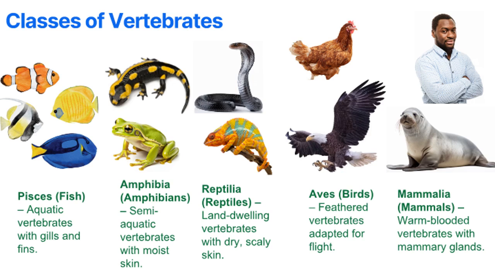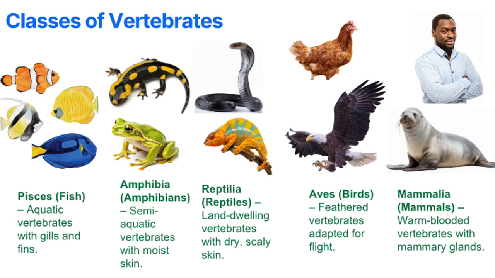Amphibians can live in water and on land, have moist skin, and undergo metamorphosis. Reptiles are land-dwelling animals with dry, scaly skin and lay eggs with leathery shells. Aves, birds, have feathers, beaks, and lightweight bones adapted for flight. Mammals are warm-blooded, covered with hair or fur, and have mammary glands to feed their young.